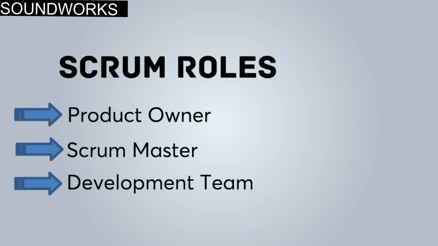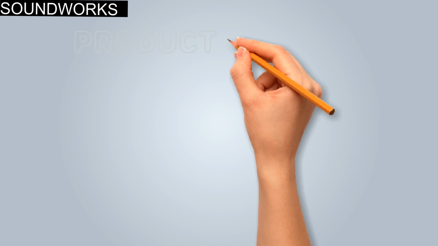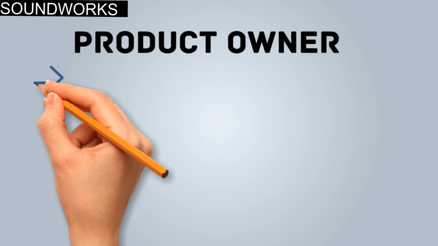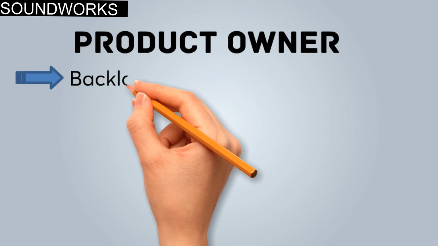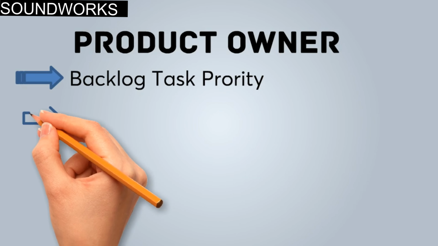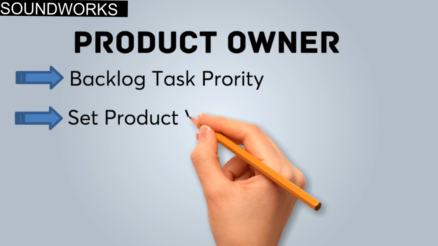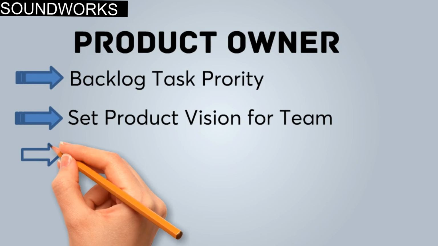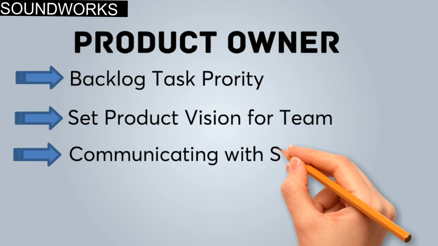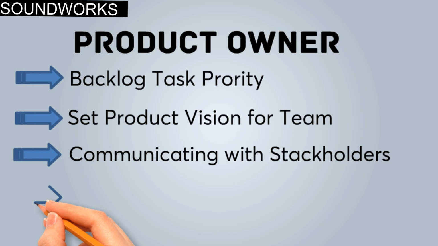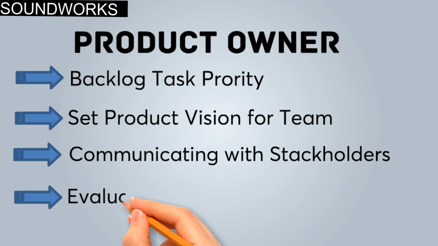Taking the product owner first, the product owner will have different responsibilities. He will be doing the backlog task prioritization, and also he will be setting the product vision for the team, and he will be communicating with the stakeholders, and also evaluating team progress.